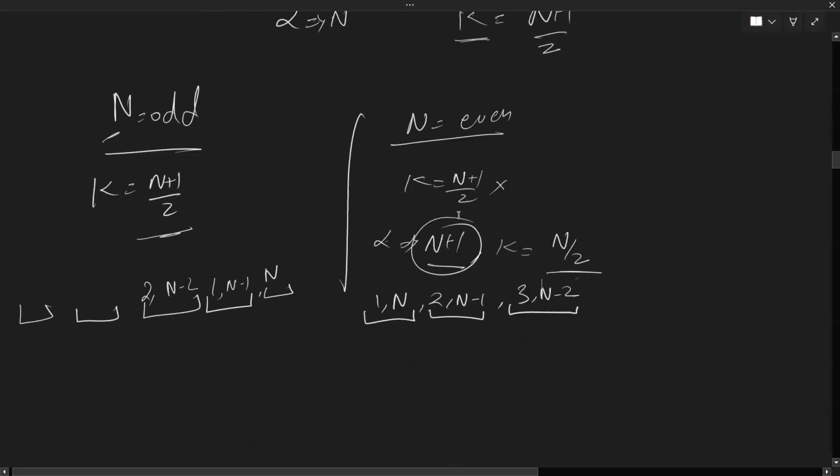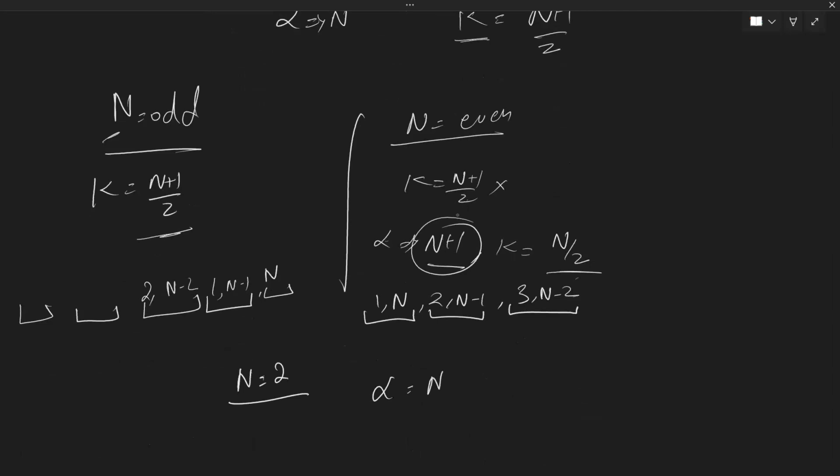For n equals 2, alpha should be n plus 1, which is 3, so every subarray should have sum 3, and k is n by 2. You'll have exactly one subarray. So 1, 2 gives goodness 1, sum is 3.